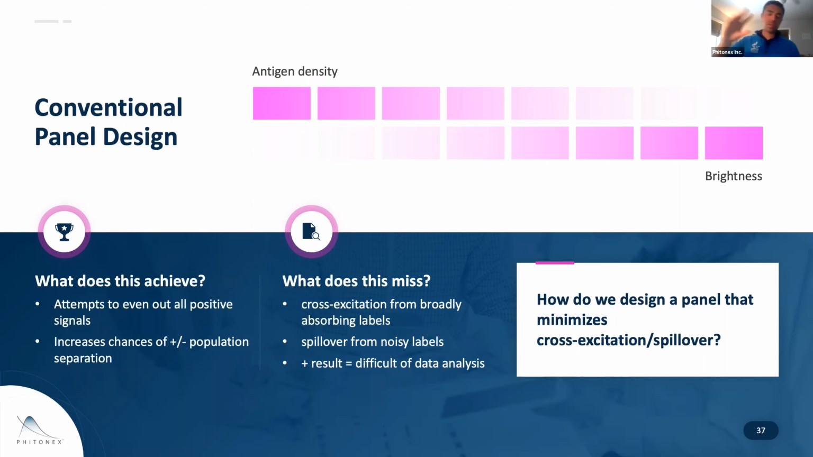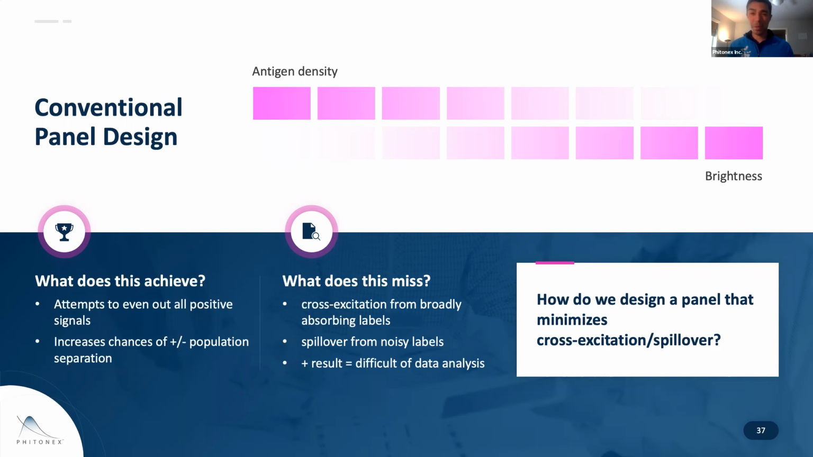I'm not going to describe conventional panel design again, but I do want to talk about it paradigmatically. Let's take a step back and figure out what the goal of panel design actually is. Really, you're attempting to even out positive signals and increase the chance of positive-negative separation. You're dealing with current labels to do that, and you're pushing it to the max in terms of the compromises, particularly if you're thinking about something like a PE or APC. What does it miss? Cross-excitation from broadly absorbing labels. We account for it, but we don't specifically engineer our panels for that.